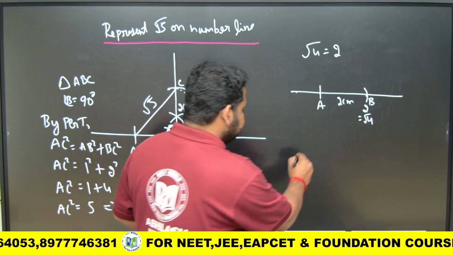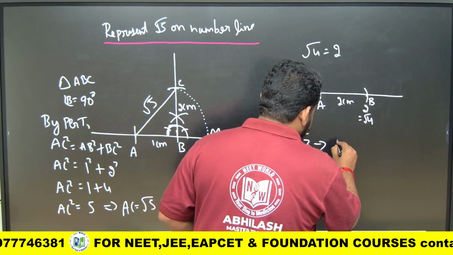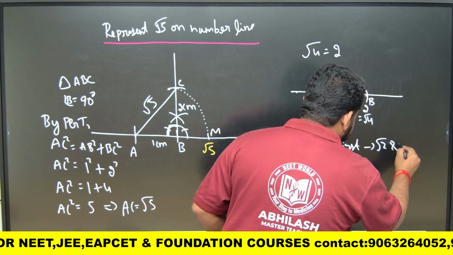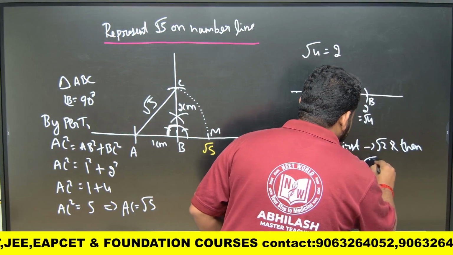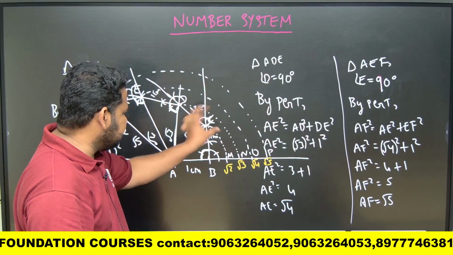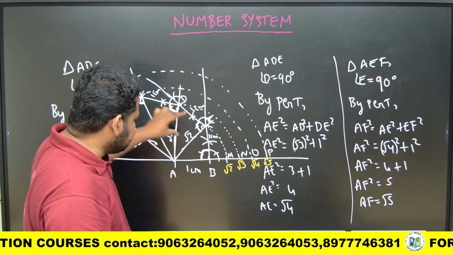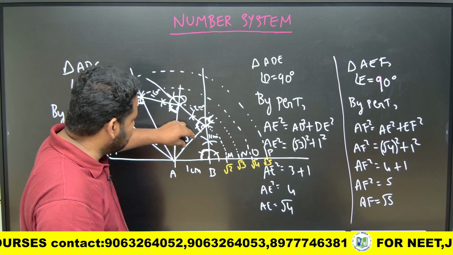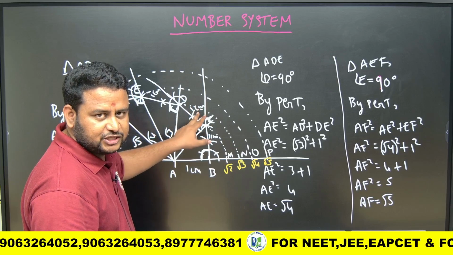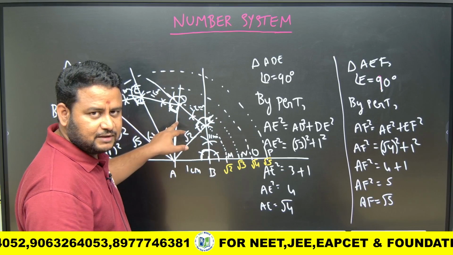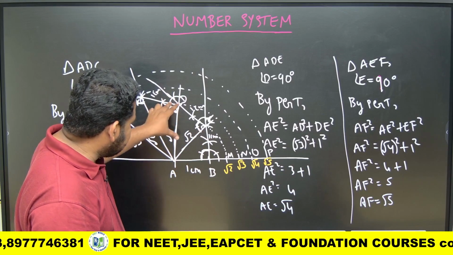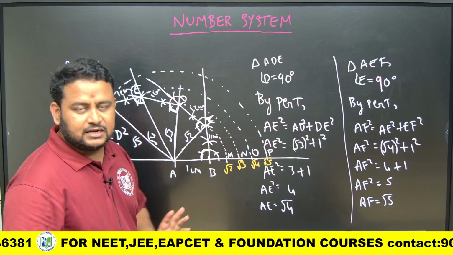For root 3, first represent root 2 and then root 3. Directly you cannot represent root 3. So first you will represent root 2, then you will take 90 degrees again, then you will take 1 centimeter and use the Pythagoras theorem: root 2 squared is 2, 1 squared is 1, so 2 plus 1 is 3. So AD squared will become equal to 3, so AD will become equal to root 3. So you will get root 3 here and then you draw an arc here, you will get root 3. Like that you have to represent.